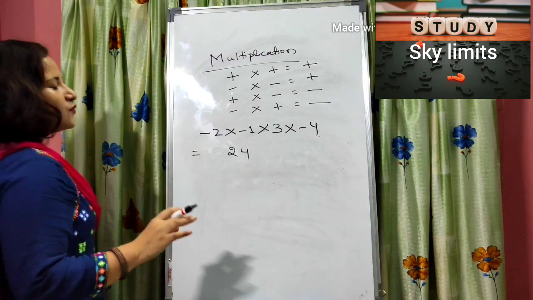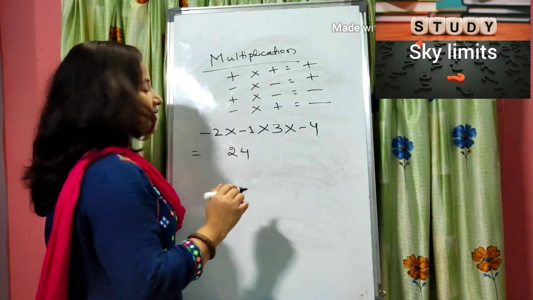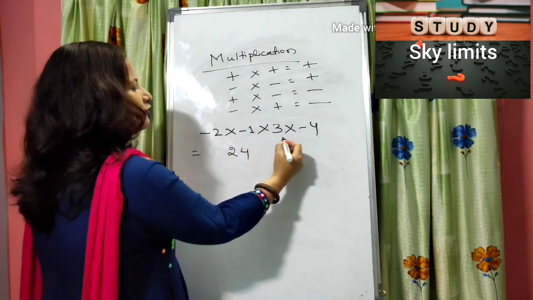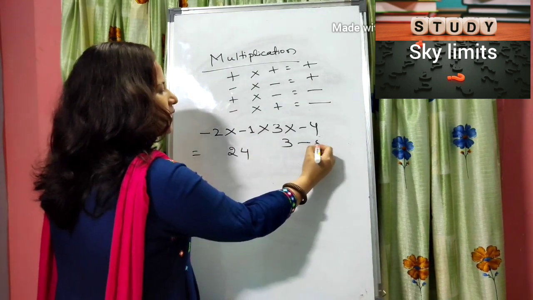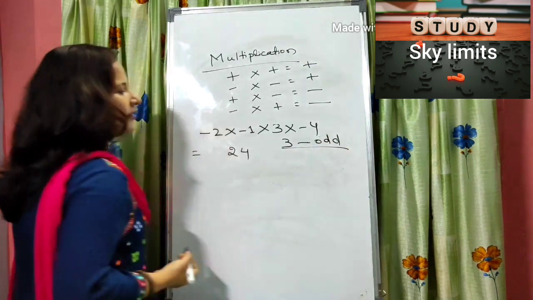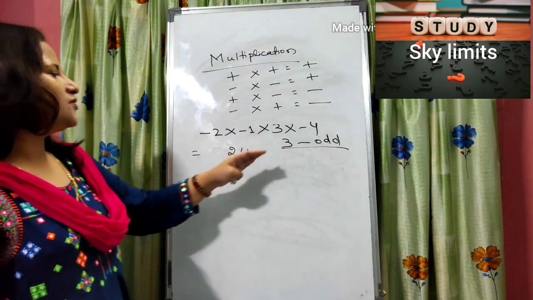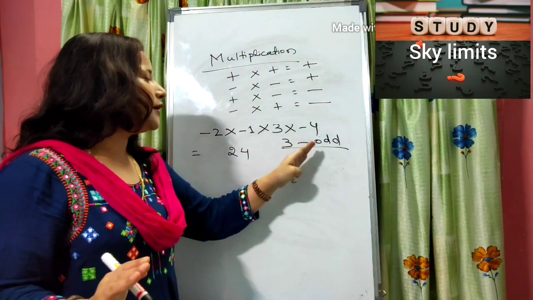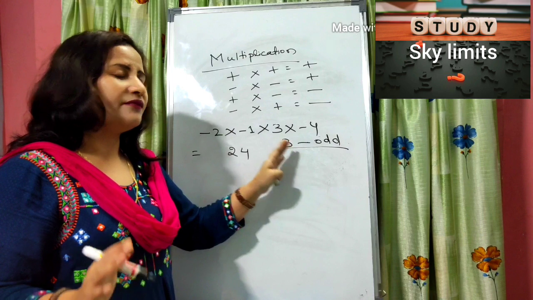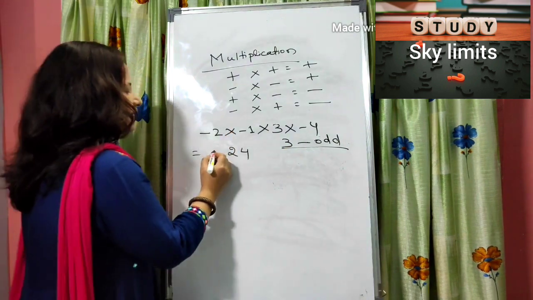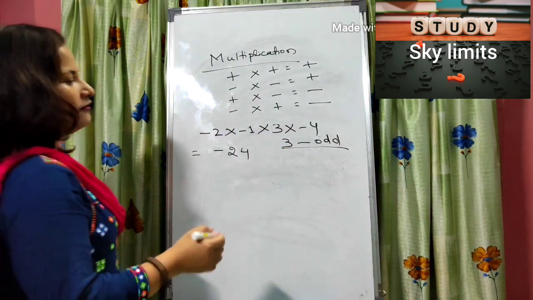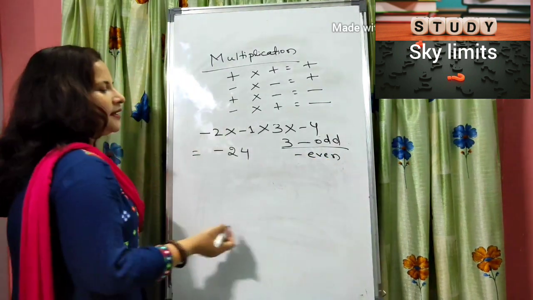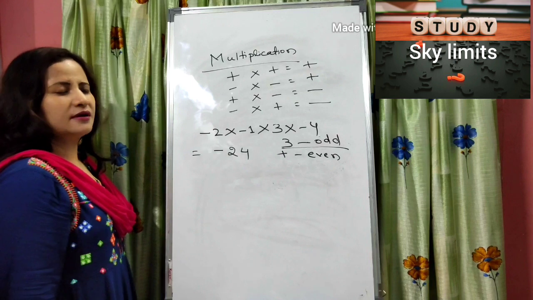The next thing I am going to do is count the number of minus signs in the question. So how many minus signs are there in the question? 1, 2, 3. So if you have 3 minus signs, it is an odd number. I hope you all know the meaning of odd and even numbers. So remember one thing, if there are an odd number of minus signs, then the answer will definitely be negative. And if you have an even number of minus signs, then the answer will be positive.